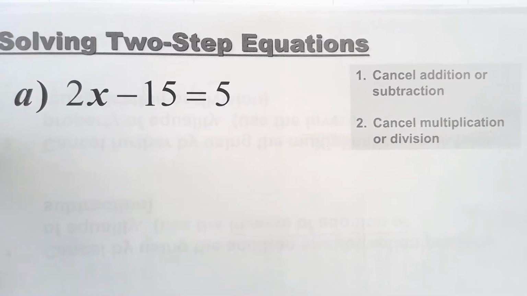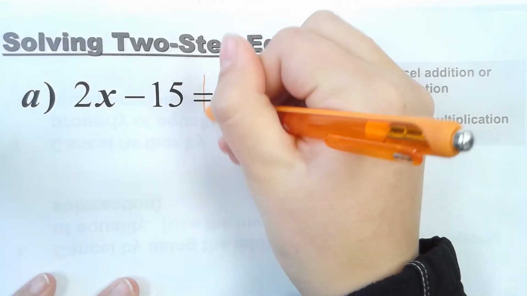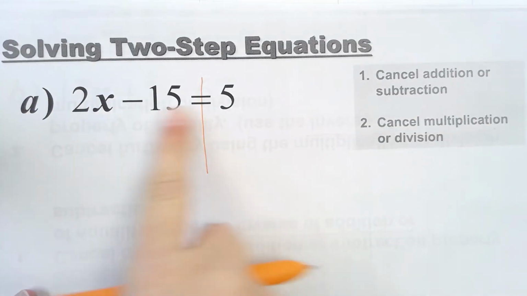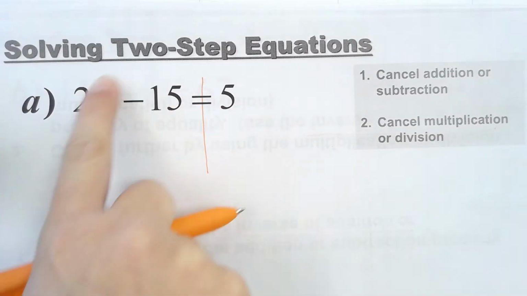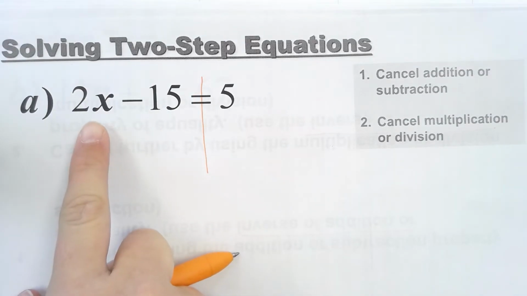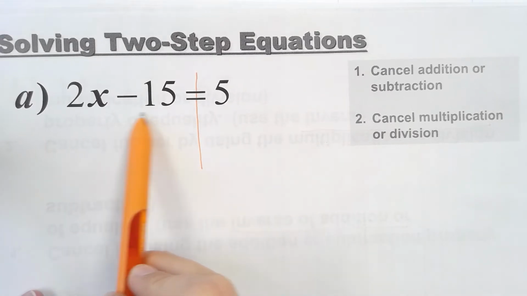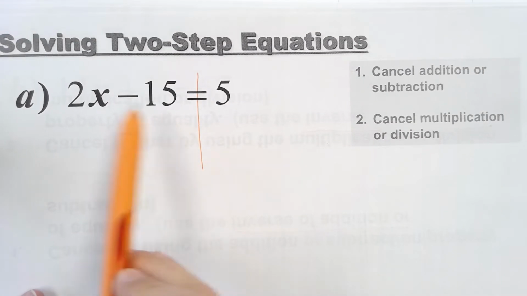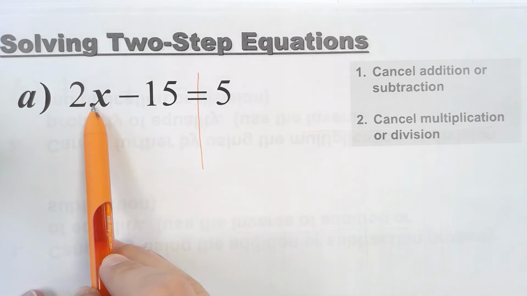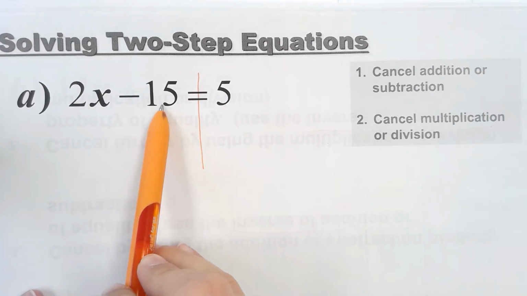So again, our first step is to cancel out addition or subtraction, which means we are looking on the side of the variable, on the side of the equal sign. So we're looking over here on the left side. I need to move the number that's either adding or subtracting. And it's always going to be the constant. It's not going to be the coefficient that's attached to the variable. I need the number that's adding or subtracting, which in this case is the 15.